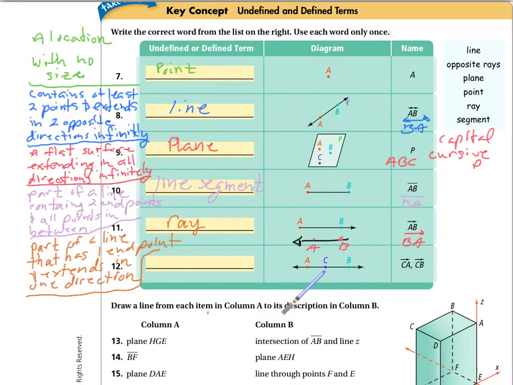And then this last thing right here are called opposite rays. Opposite rays actually form a straight line, forms just the line. They are two rays that share the same endpoint.